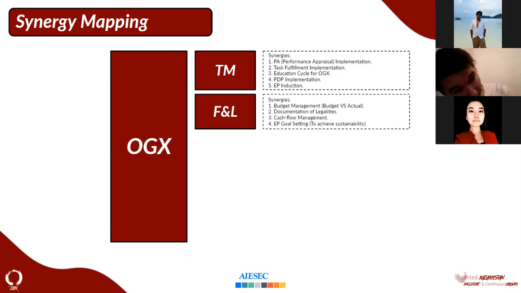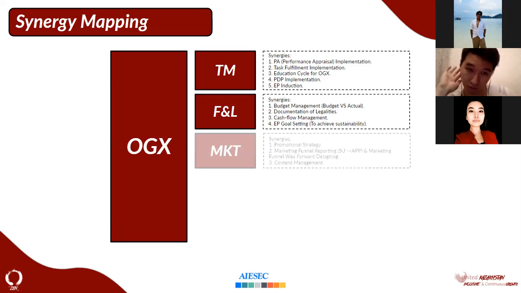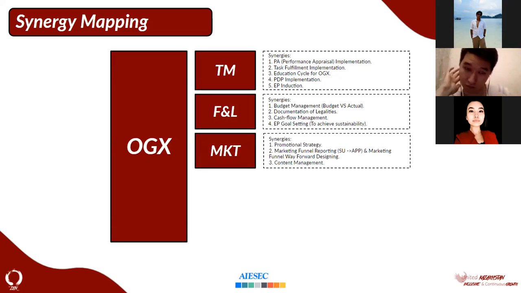Second, FNL. The synergies with OGX are budget management, like budget versus actual. Second, documentation of legalities. Thirdly, cash flow management. And fourth, EP goal setting to achieve sustainability. Later, I will explain more about it. And for MKT, the synergies are, firstly, promotional strategy. Second, marketing funnel reporting, from sign up to offline, and marketing funnel way forward designing with your OGX and MKT. And third is content management.